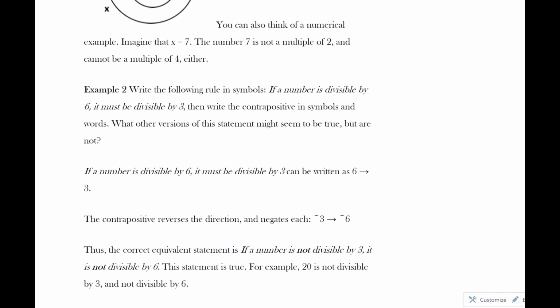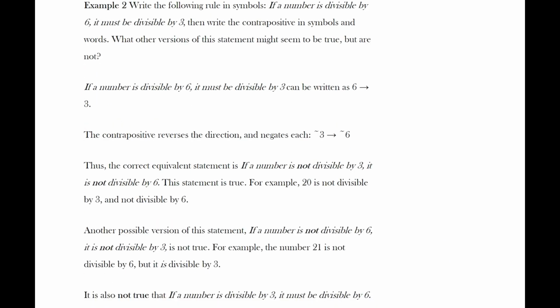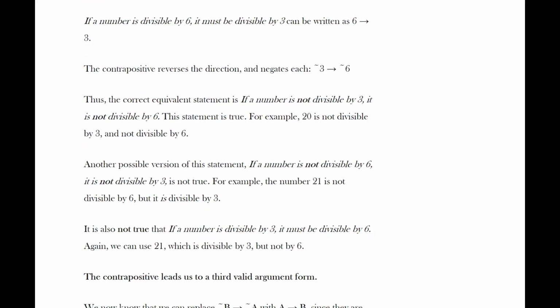And that's true because, for instance, if you look at the number 20, 20 is not divisible by 3 and it's not divisible by 6. Another possible version of this statement: if a number is not divisible by 6, it's not divisible by 3. That's not true. For example, 21 is not divisible by 6, but it is divisible by 3. So don't get caught by the wrong version, what's not the real contrapositive.